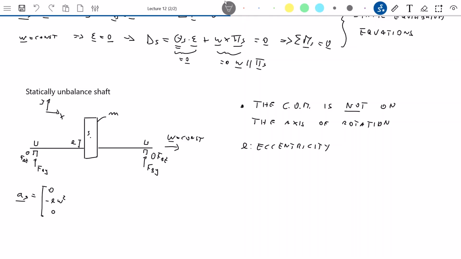And in the z direction we have 0. This will not be 0 if omega was not constant. Then the acceleration in the z direction would not be 0. Okay, so this is a_S.